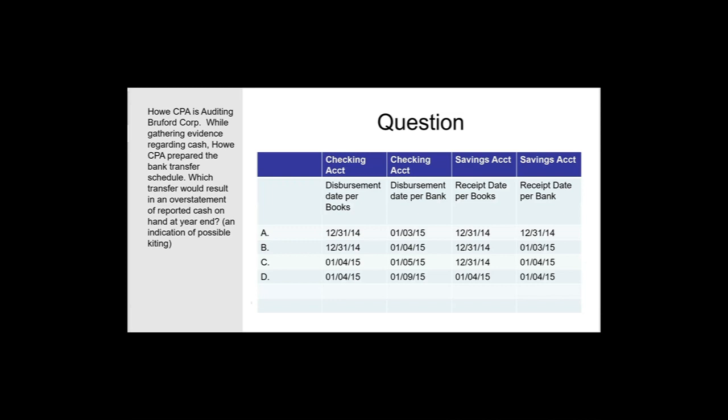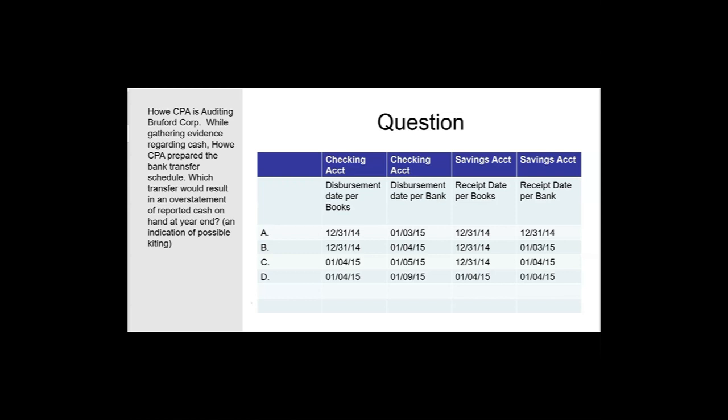Hal CPA is auditing Bruford Corp. While gathering evidence regarding cash, Hal CPA prepared the bank transfer schedule shown here. Which transfer would result in an overstatement of reported cash on hand at year end, an indication of possible kiting? Is it transfer A, B, C, or D? Only one of these is going to indicate a possible kiting because it's going to point to an overstatement of reported cash in the books at year end.